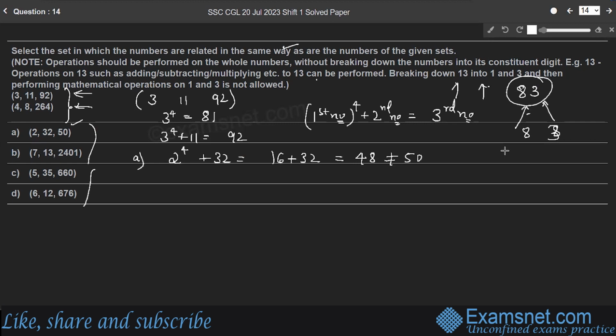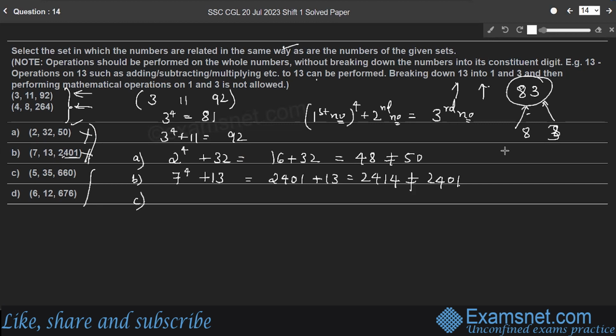Which is 50. Consider the second set of numbers. So 7 raised to 4 plus 13, right? Here 7 raised to 4 is 2401, plus 13 is 2414, which is not equal to the third number, 2401. Therefore, the first two options are not the answer, as they do not follow the same logic, right?